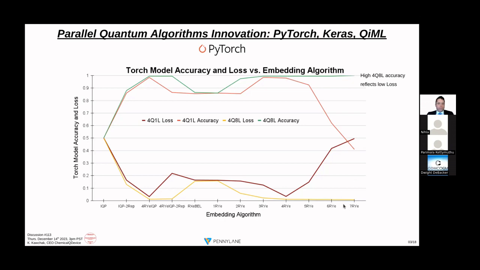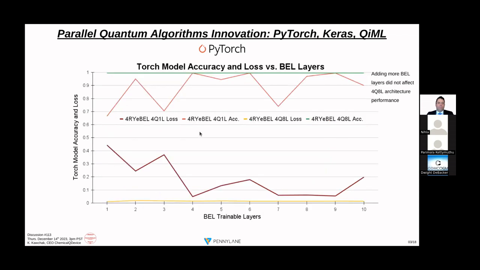For this last 7, these are 7 rotational Y gates that are embedding. They're not trainable like some of them on the previous slide. They're embedding, so the angles, it's not like machine learning. It's just to convert classical to quantum states.